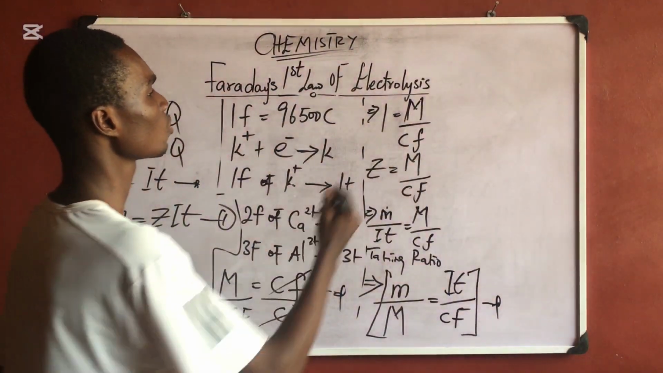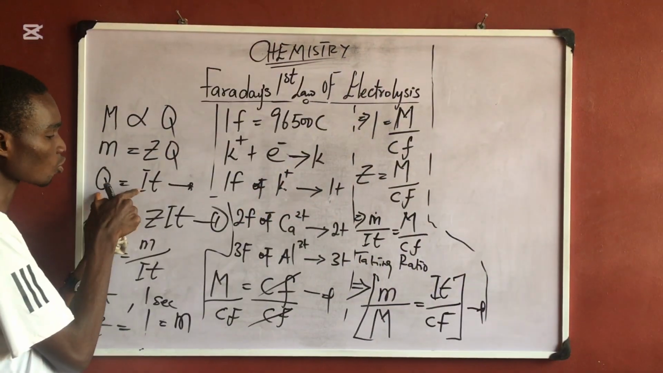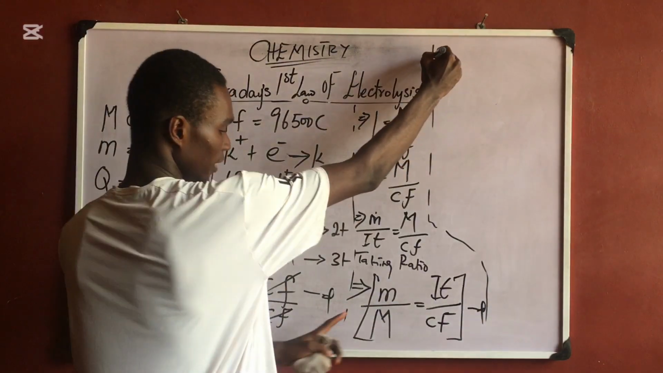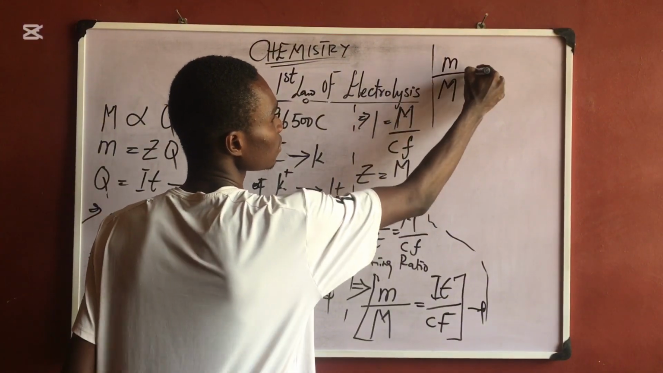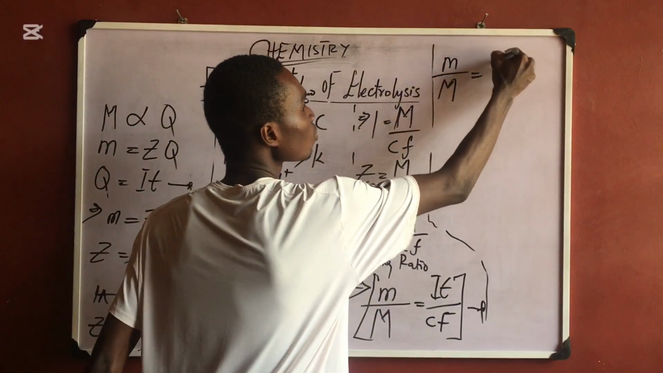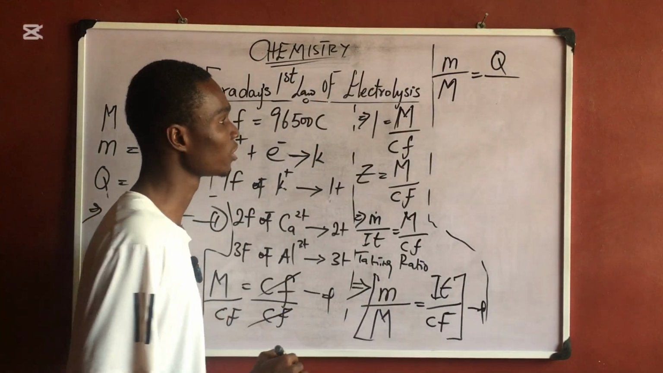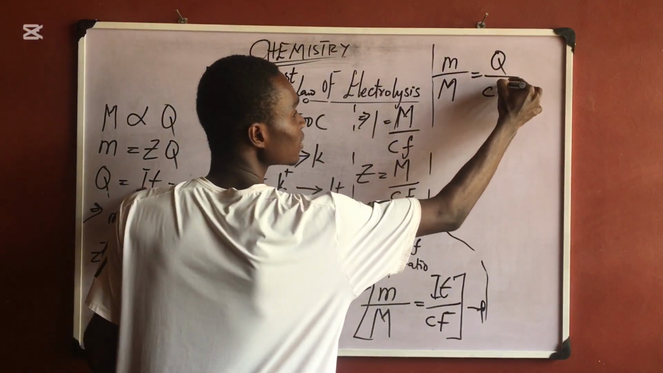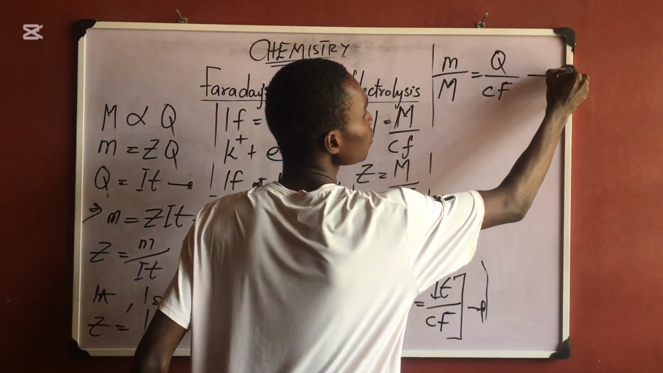But furthermore, since charge is equal to current times time, I can write this formula again to have mass over molar mass equal to this current times time, which is now the quantity of charge deposited during the electrolysis, over valence charge times Faraday constant. This gives me equation 3.